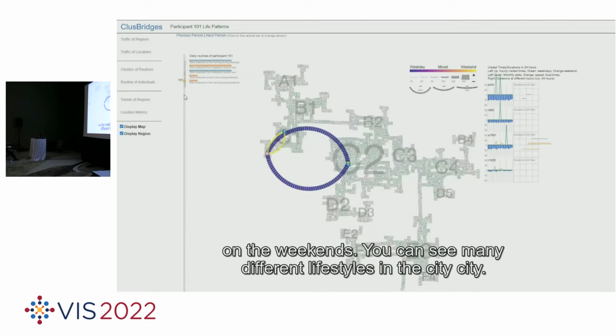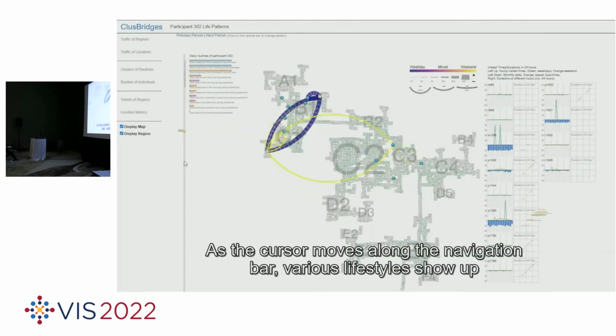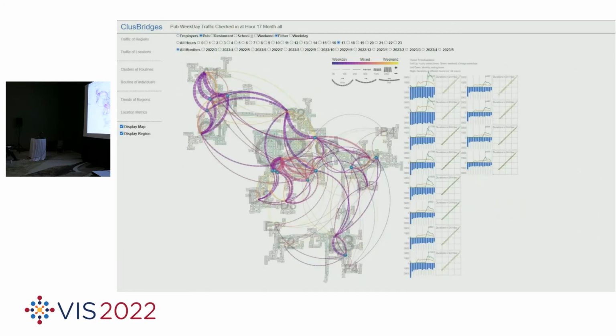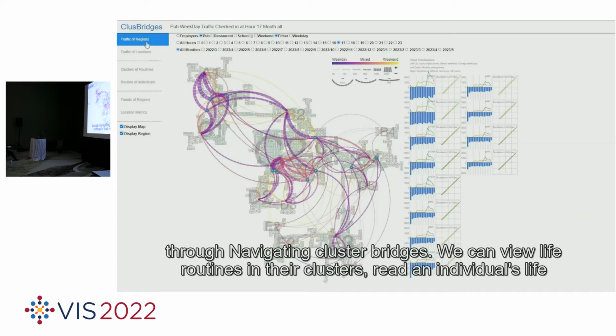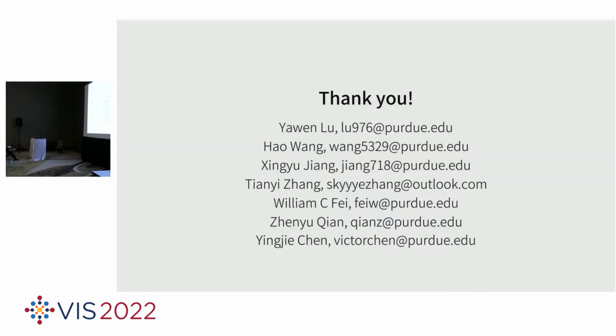We can see many different lifestyles in the city. As the cursor moves along the navigation bar, various lifestyles show up. Through navigating cluster bridges, we can view life routines in their clusters, read an individual's life details, and understand city changes and trends.